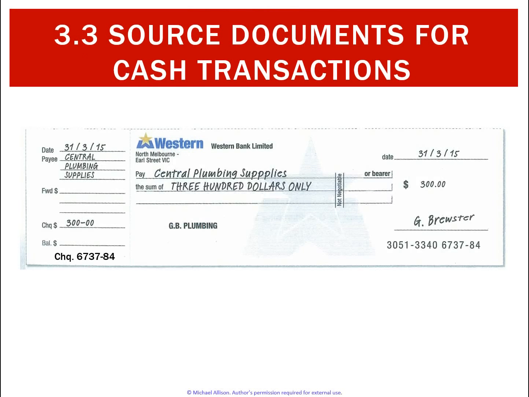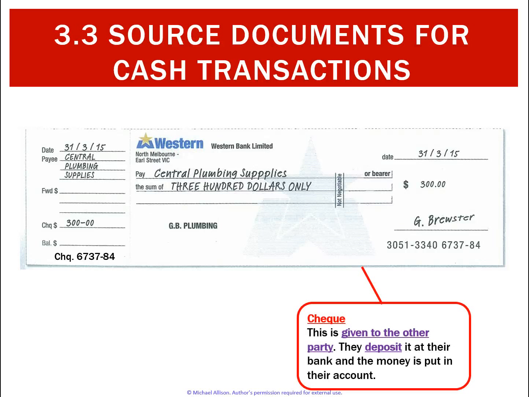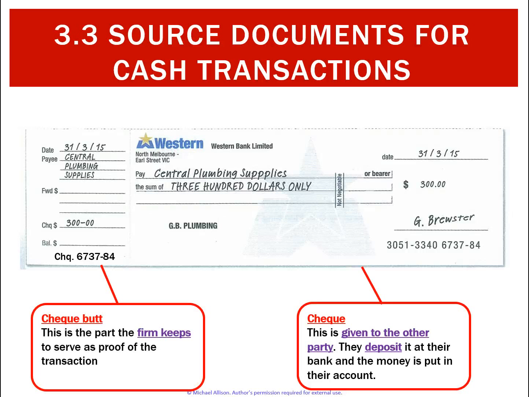Looking at a check and a check butt, obviously not a common form of payment in the real world, but in Year 12 accounting we're going to assume that all cash payments are made via check. The part on the right is called the check itself. That's the bit that we tear off and give to the other party as payment. They're going to then go and deposit that in their bank account. What we'll keep is the check butt, the part on the left. So we keep the original of that document, and that serves as proof of that transaction.